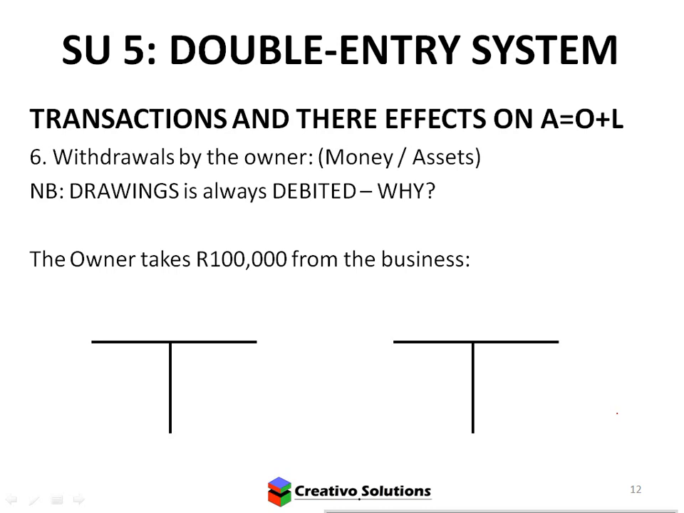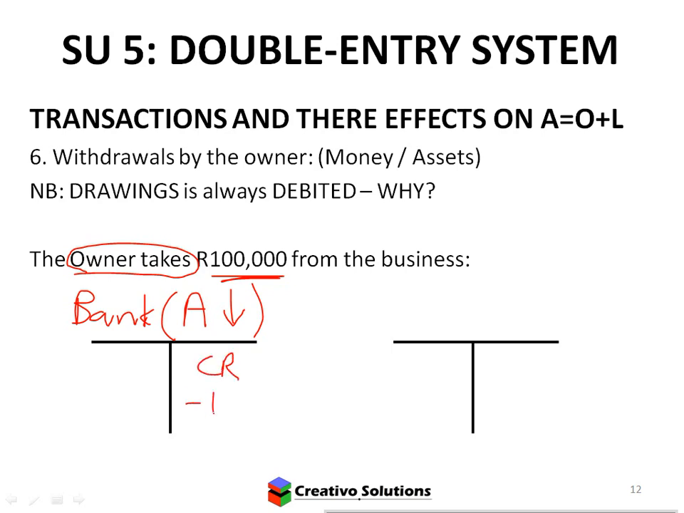Okay, owner takes 100,000 from the business. What stands out? Owner takes 100,000. Okay, so what did the owner take? Cash. What account represents our cash? The bank. What type of account is bank? An asset. What's happening to the account if the owner's taking? It's decreasing. Where does an asset account decrease? On the credit side. Good. See, you've got it now. It's not too bad. It takes some practice. After a while, you get used to it.